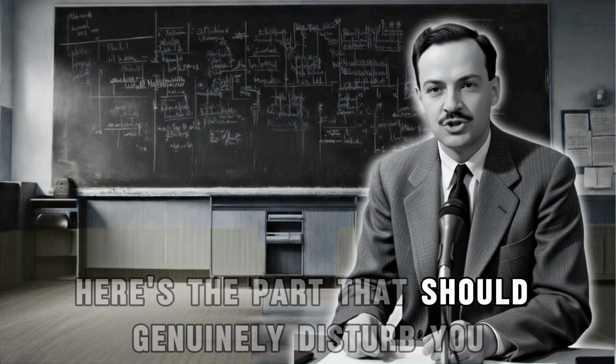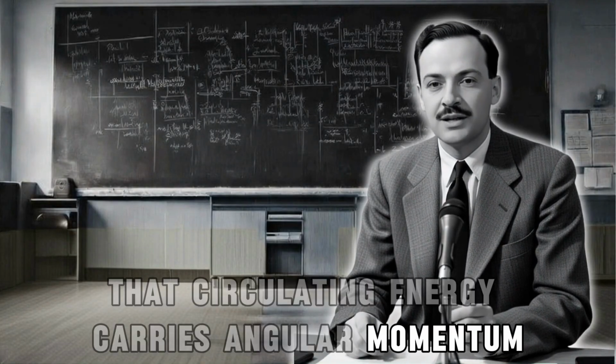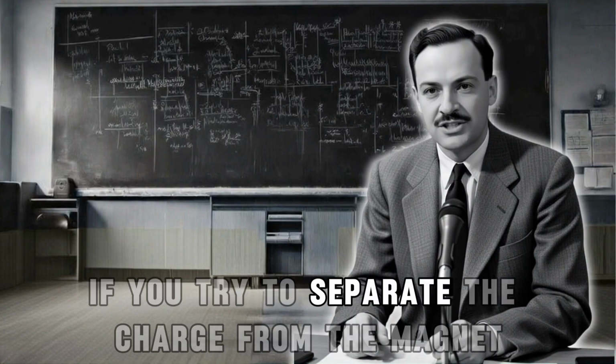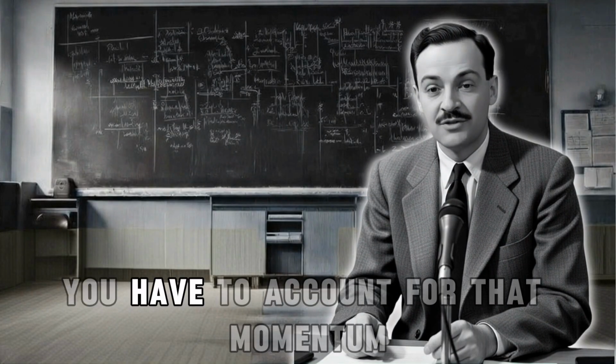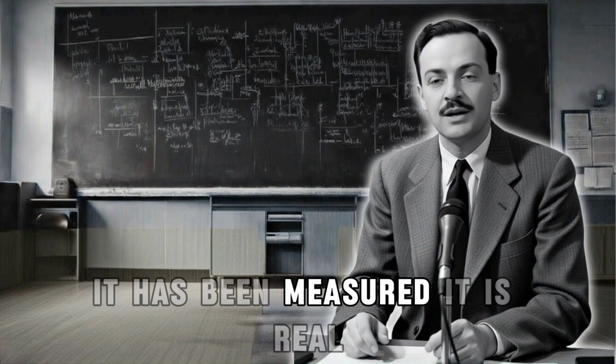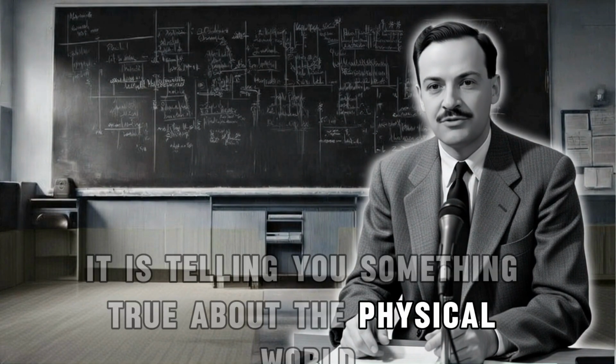Here's the part that should genuinely disturb you: that circulating energy carries angular momentum. Real, physical, measurable angular momentum. If you try to separate the charge from the magnet, you have to account for that momentum. It shows up in experiments. It has been measured. It is real. The Poynting vector is not a mathematical bookkeeping trick. It is telling you something true about the physical world.